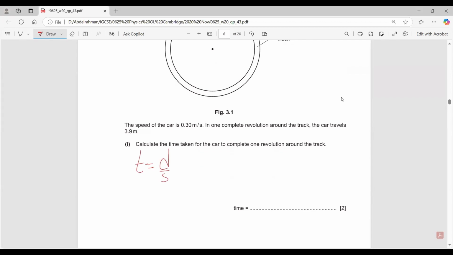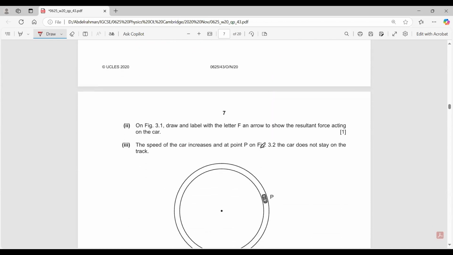Honestly, I do not know why they gave you this question. It's a really easy question. Distance is 3.9, and the speed is 0.3, which gives you a time of 13 seconds. This is the total time taken to complete one complete rotation.